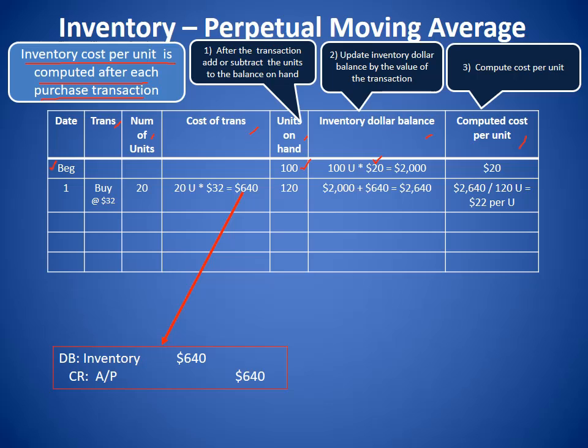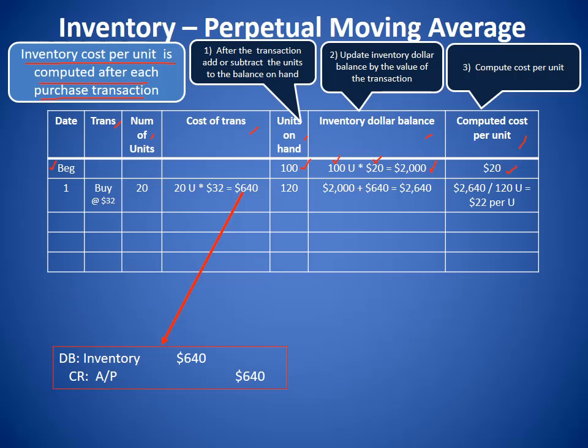So it's 100 units on hand times $20 cost per unit. That means our inventory balance overall, based upon that 100 units, would be $2,000. And if we compute the cost per unit, $2,000 divided by 100 units, that means our cost per unit is $20 per unit.